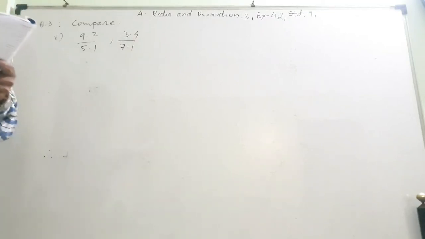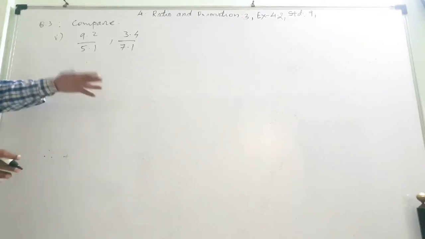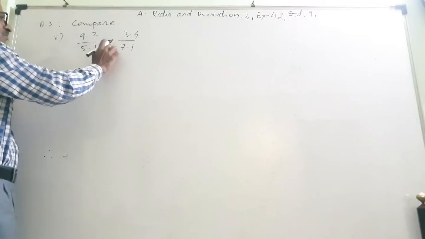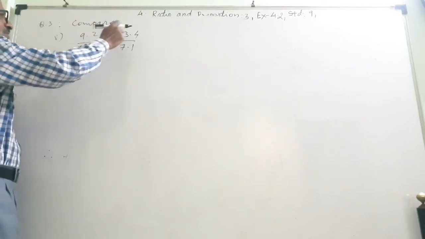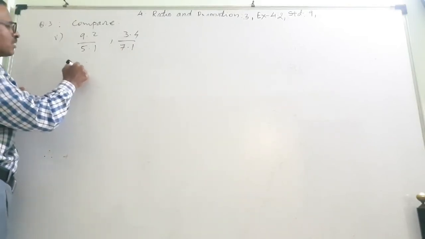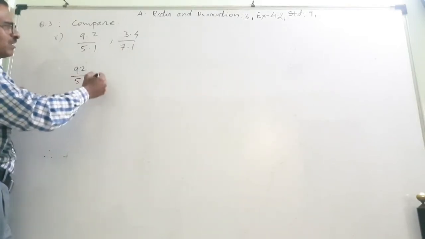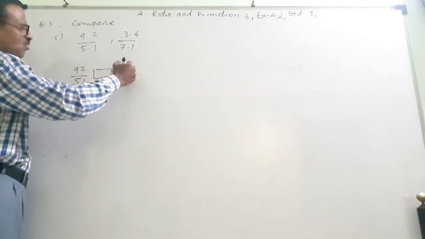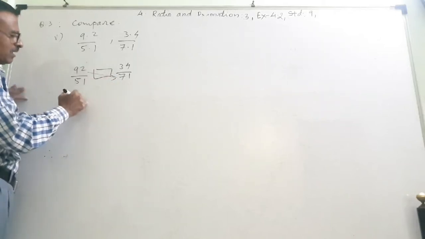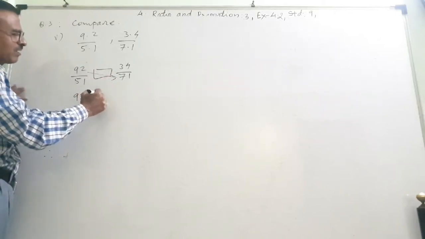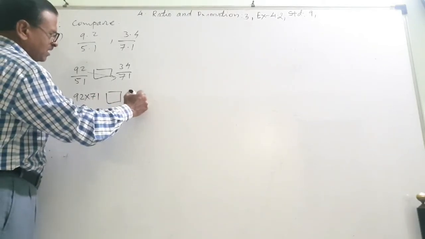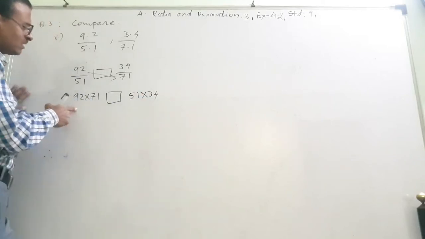So here also what I will do is just the cross multiplication, nothing else. Okay, first of all I will remove one decimal, one decimal, one decimal, one decimal. Why keep the decimals? I will remove those decimals. So 92 upon 51, box, 34 upon 71. Now do the cross multiplication. 92 into 71, box, 51 into 34. Now what is the multiplication of this?